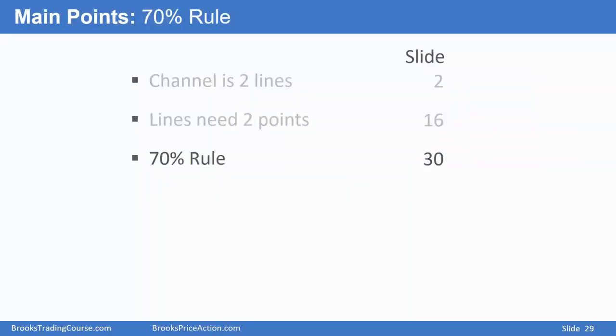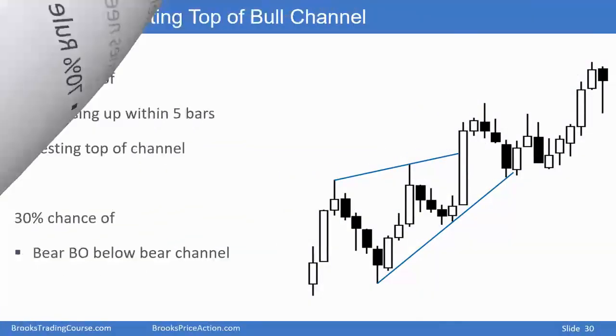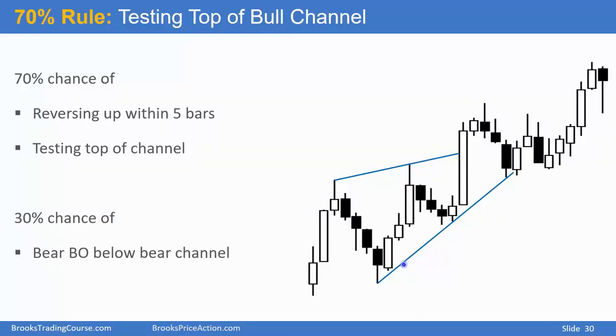I talked several times about the 70% rule. I'm going to talk a little bit more about it here. As I said, you can call it a 70% rule, maybe 75% rule, but the general idea is that if you have a bull trend and you get a breakout above the top of the trend, 70% chance that you'll get a reversal down within 5 bars. If you get a breakout below the bottom of the channel, 70% chance you'll get a reversal up within about 5 bars. And you have a 30% chance that the bull breakout will be successful and start a new market cycle, breakout and channel, and then trading range.